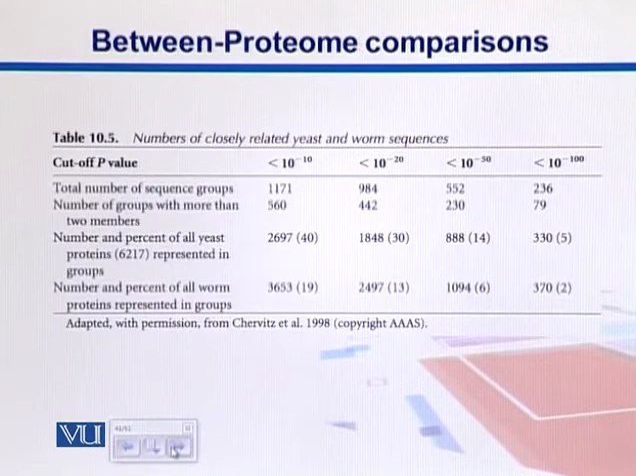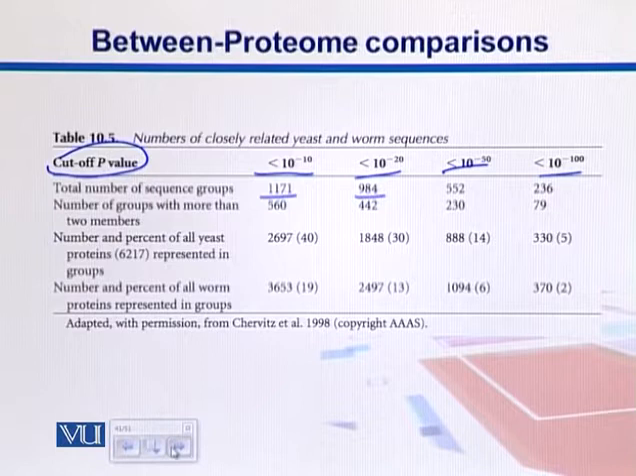Here we have the examples. We have orthologs between yeast and worms. We have different p cutoffs. Then we have the total number of groups at different cutoffs. If we go to stringent criteria, we have fewer common orthologous groups. If we relax them, we have more.